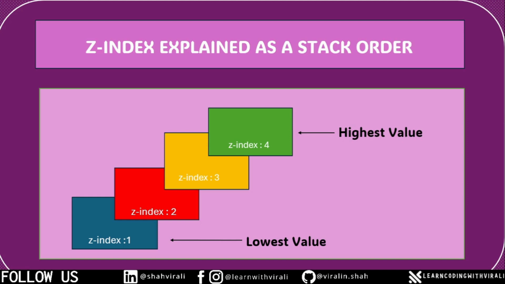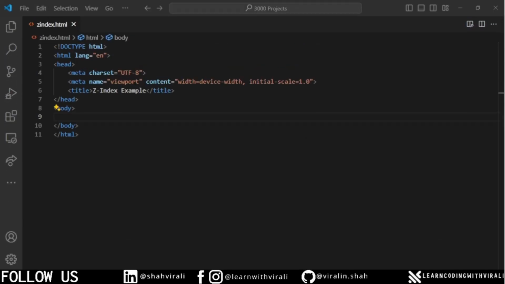Let us check out a practical example in our VS Code editor to understand this in a little more detail. Alright, so I have the blueprint of the HTML document ready. Let us now jump into the body tag, understanding what kind of Z-index we can create here to better understand the positive and the negative values of Z-indexes.